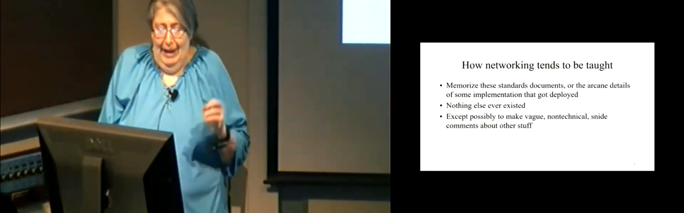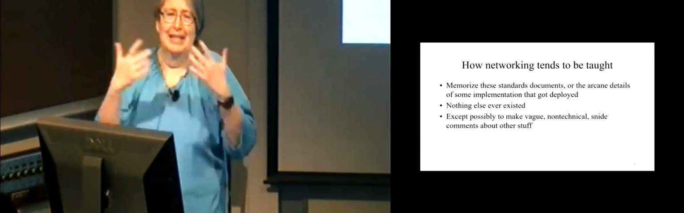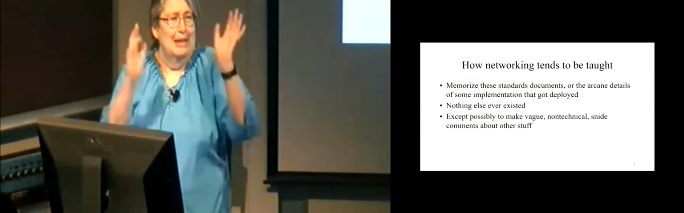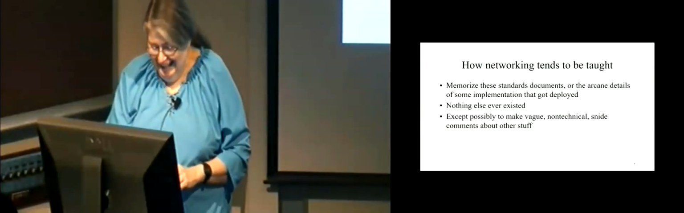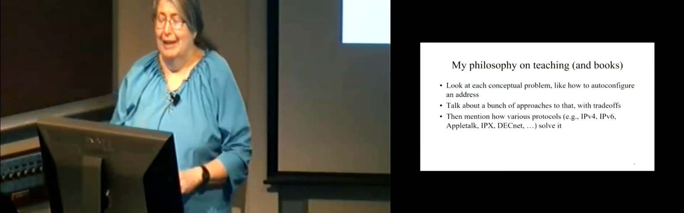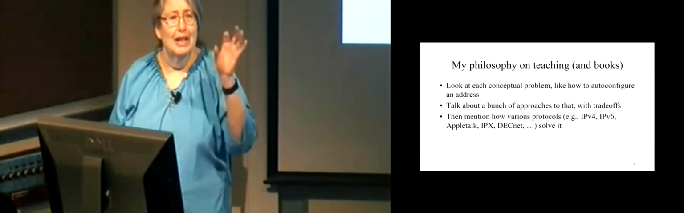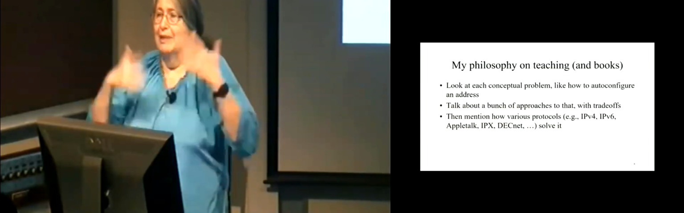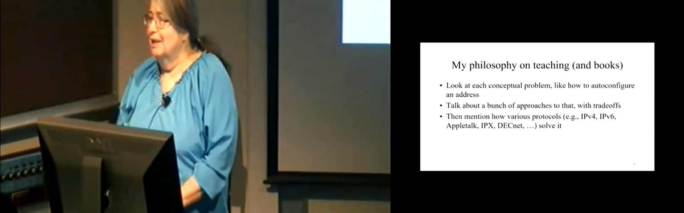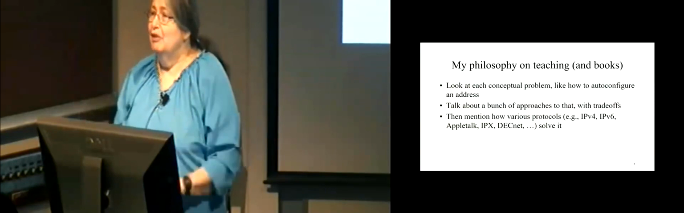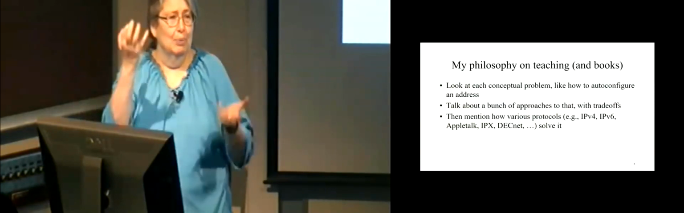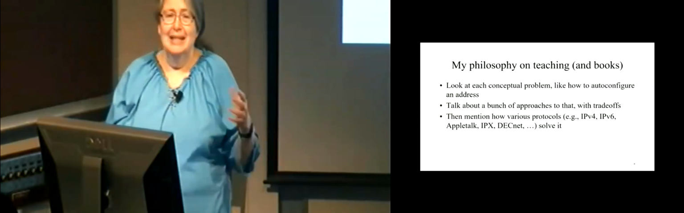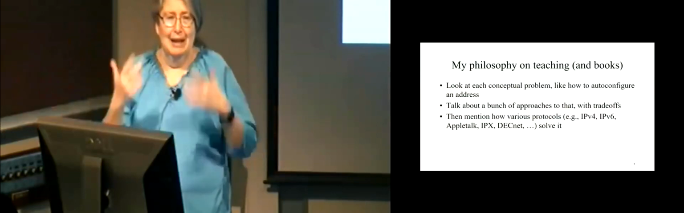It's as if TCP/IP arrived on tablets from the sky in its awesome perfection. And if you mention anything about ATM or ISO or something, it's only in order to make some snide comment about what idiots those people are. So my philosophy on teaching and on books is look at each conceptual problem in a network, and for instance, you need an address if you plug into a network, and I'll say, well, here are these 7 different ways I can imagine doing it. Here are the pros and cons of the different approaches. And by the way, IPv4 does this, AppleTalk did this, IPX did this.